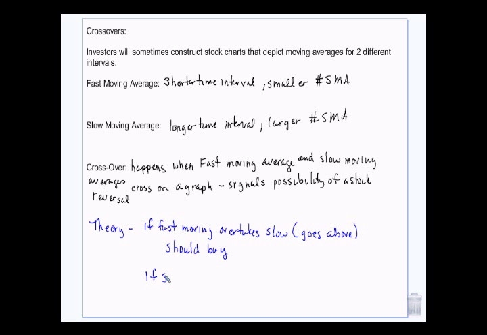And if the slow moving average overtakes the fast, then you should sell. Okay, so if the fast is below the slow and then it jumps above it, they say to buy. If the slow is below the fast and it jumps above, then you should sell.